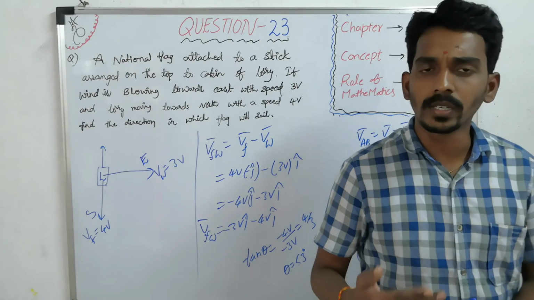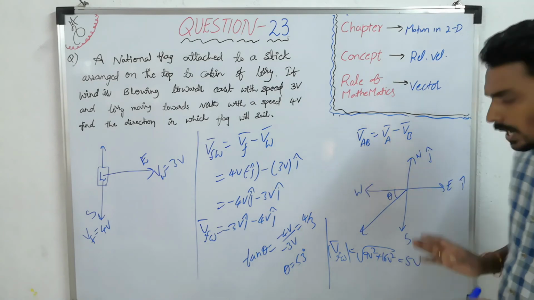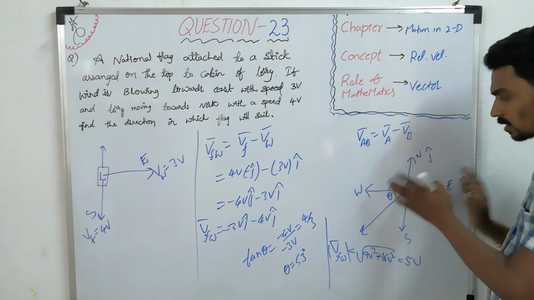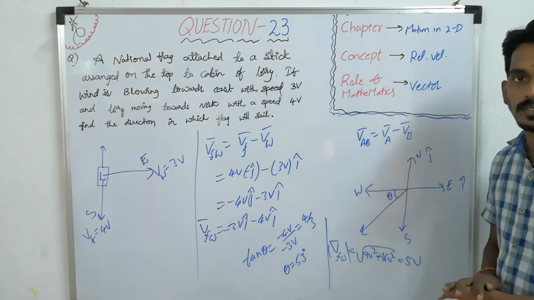So please try to take care of the vector notation properly and always try to consider in this manner: east is i cap, north is j cap. Thank you.